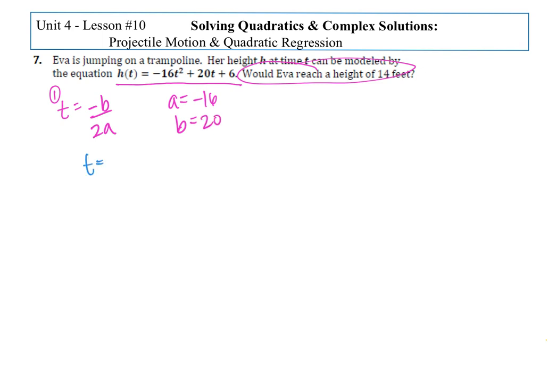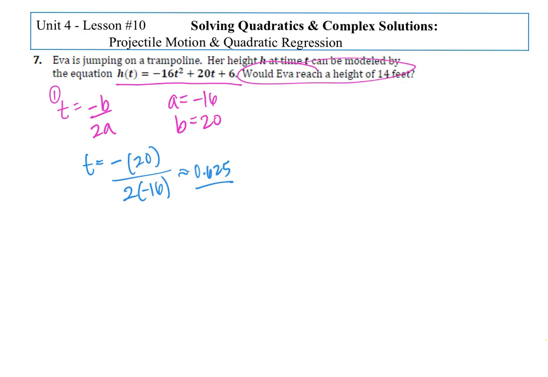So to find the time of the maximum height, we have negative and then our b value 20 over 2 times negative a, which is negative 16. So this would give us about 0.625. So that's the time of Eva's maximum height.